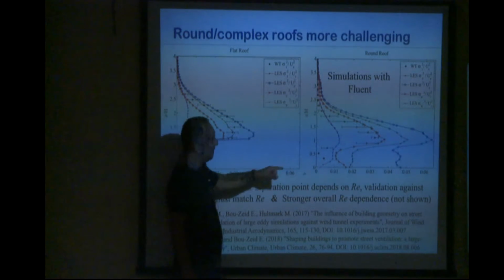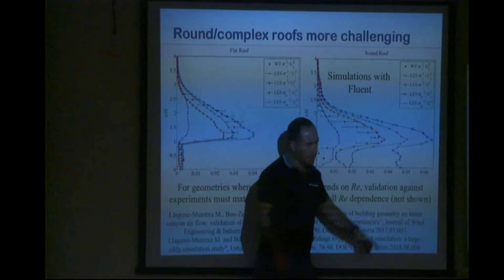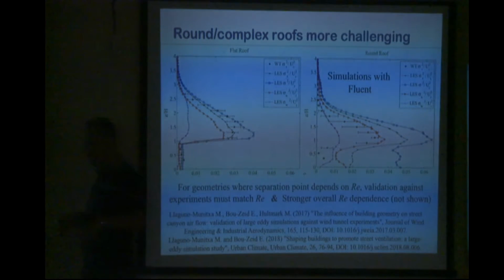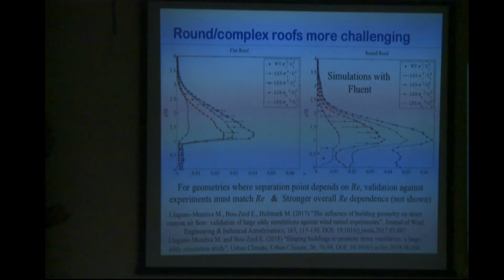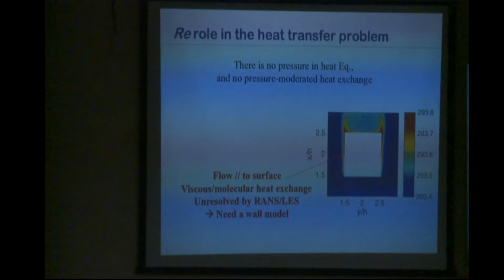For a round roof, the match was much less satisfactory, because basically when you have complex round geometries, simulating those round geometries is more complex. But despite this complexity, I would argue that simulating the flow is the easier problem compared to simulating heat transfer or evaporation.